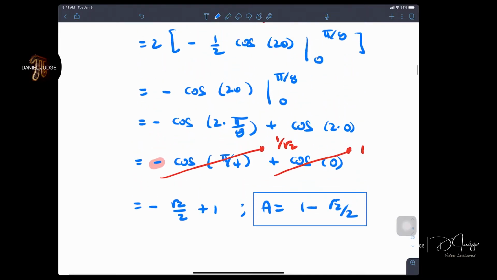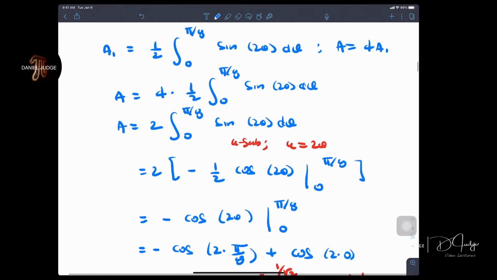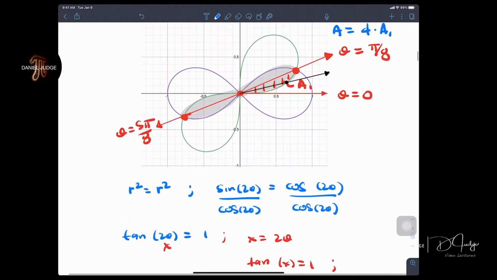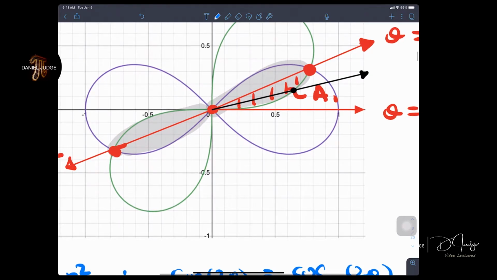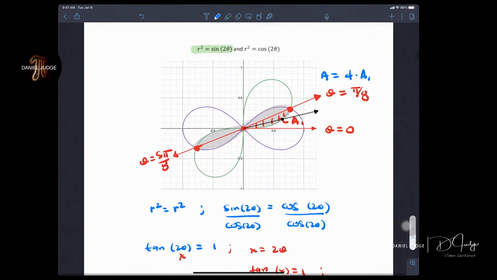And there you go, ladies and gentlemen. That's how you find area between two curves here. So you can use some properties of symmetry here. You're just hitting that green curve.